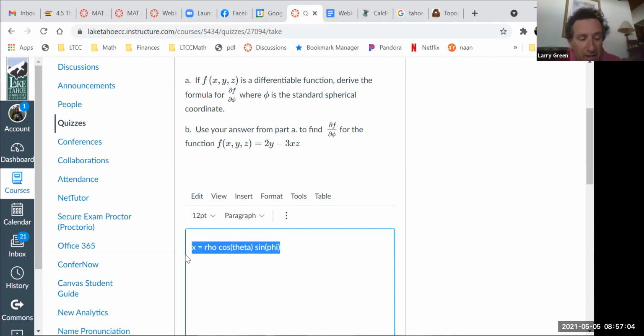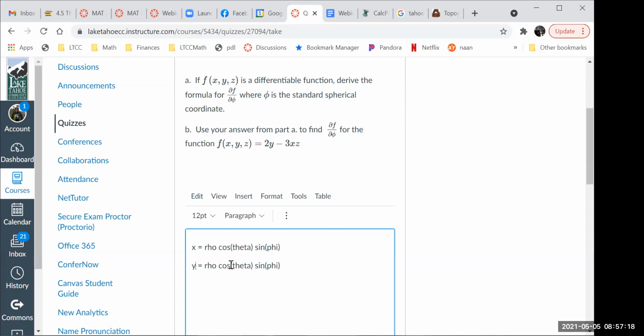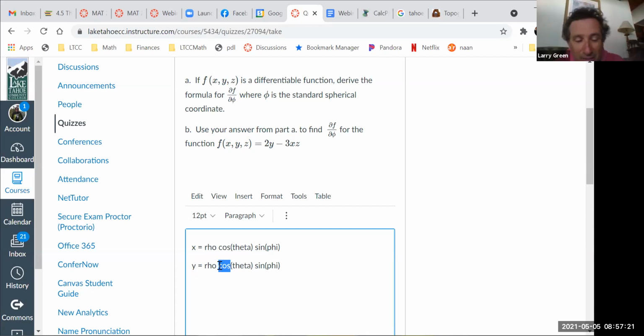So this is just to start, because if you don't remember this, you pretty much have no chance. And then y. Y is very similar. What's the only difference with y? It's rho sine theta sine phi. Yeah, so that cosine becomes a sine. And then z, do you remember what that z is? Has a rho, and then it's cosine of phi.